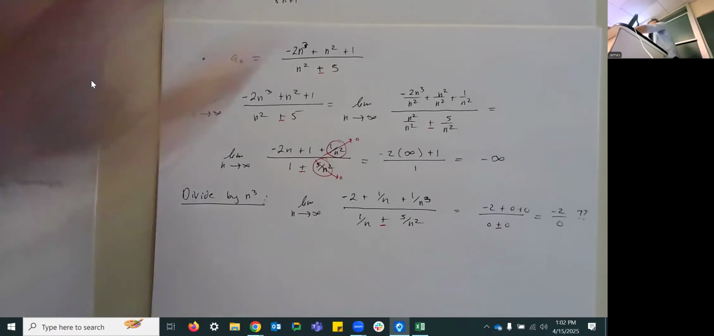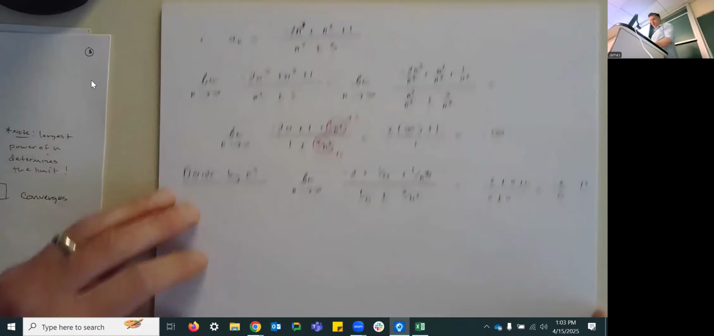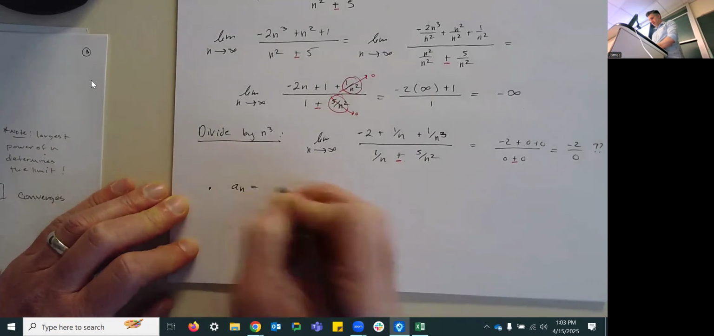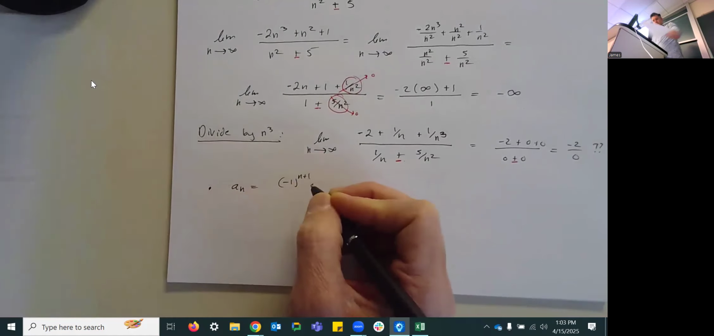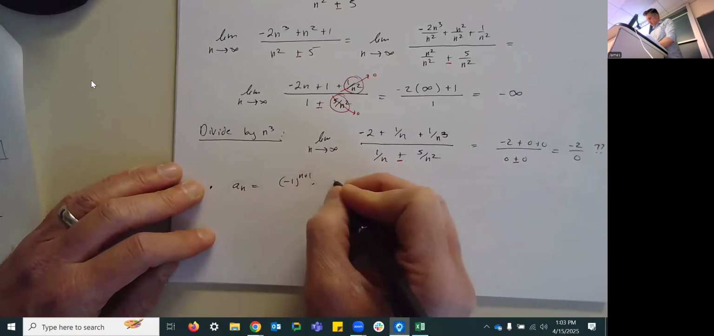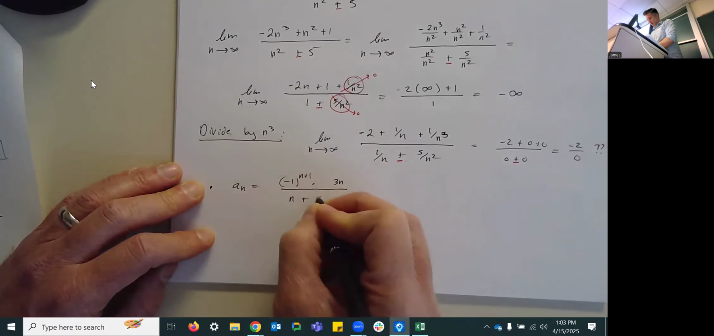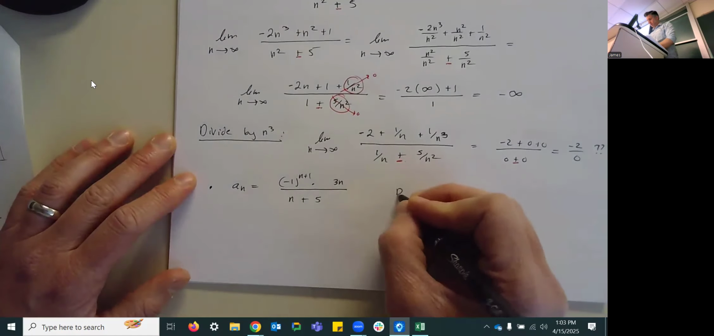Okay, a few more things. What if we have the following? What if our sequence was negative 1 to the n plus 1 times 3n all divided by n plus 5? We're going to determine whether this converges or not. So does this converge?